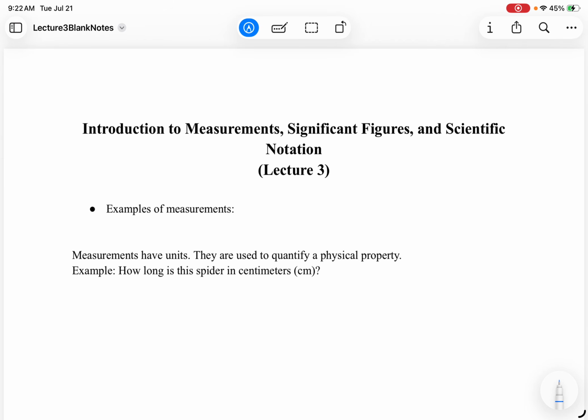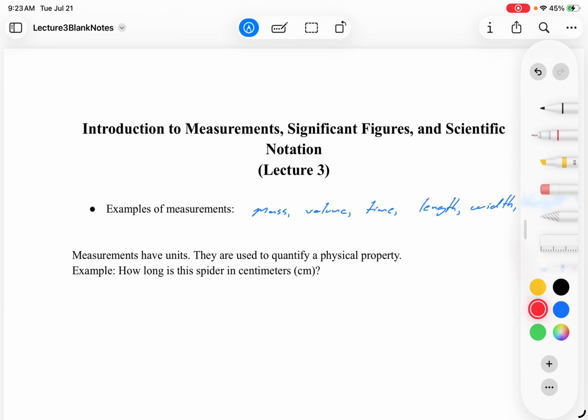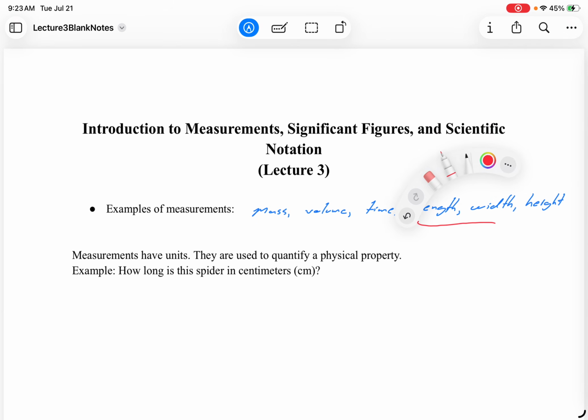So examples of measurements include mass, volume, time, length, width, I believe I spelled that right, and height. And these three, length, width, height, are what you would call measurements of distance. So yeah, these are your examples of measurements.